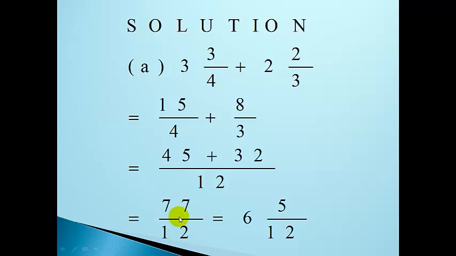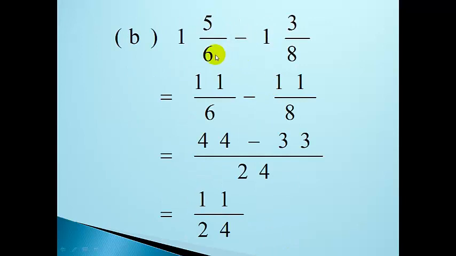Now 12 goes into 77 6 times, and the remainder is 5 over 12. That is the mixed fraction of 77 over 12. You can leave your answer either as 77 over 12 or 6 whole number 5 over 12.